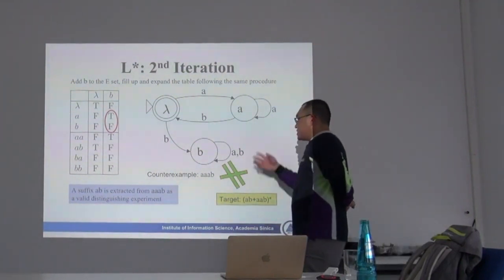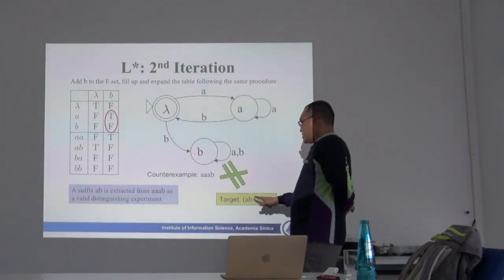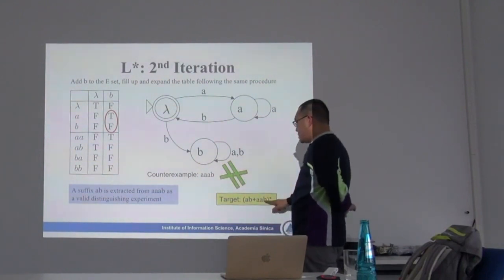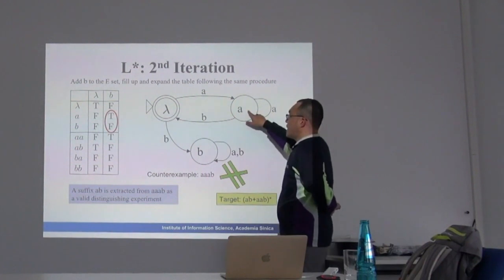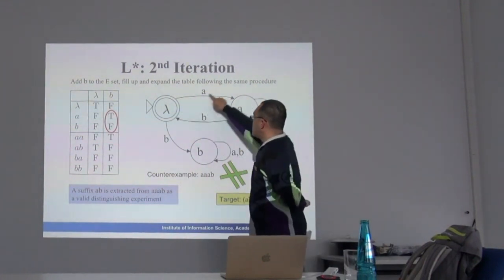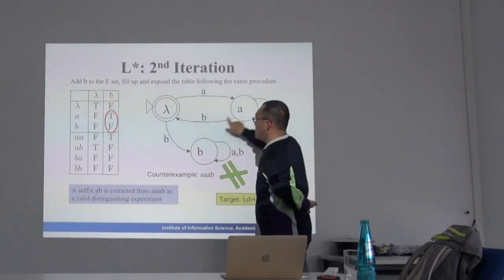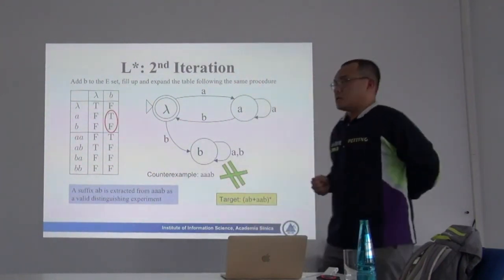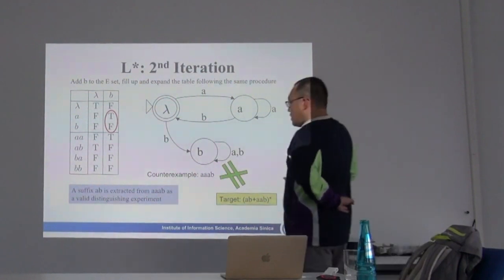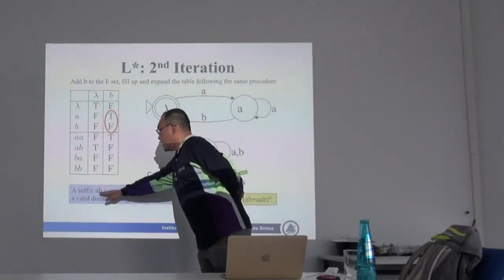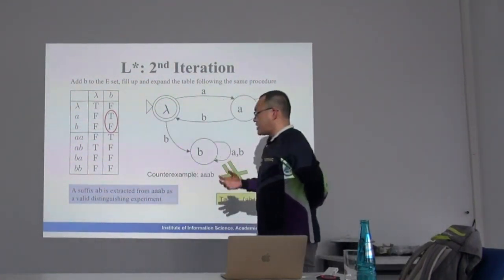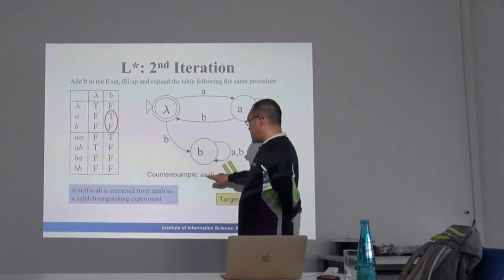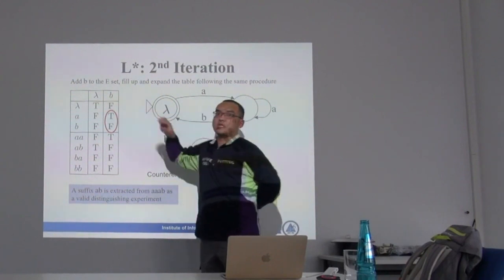This is still not true, because AAB is not in the language, but it is accepted by my automaton. So AAB is accepted, but it's not in the language. So I still get another concrete example. In this case, I find out that AB is a suffix such that if I add the suffix AB to the table, then I can find one more state.